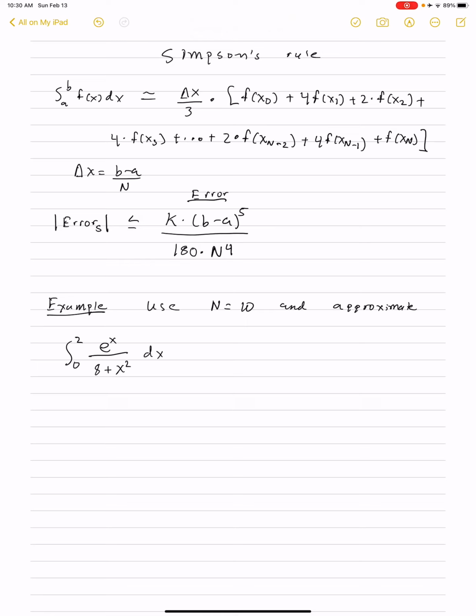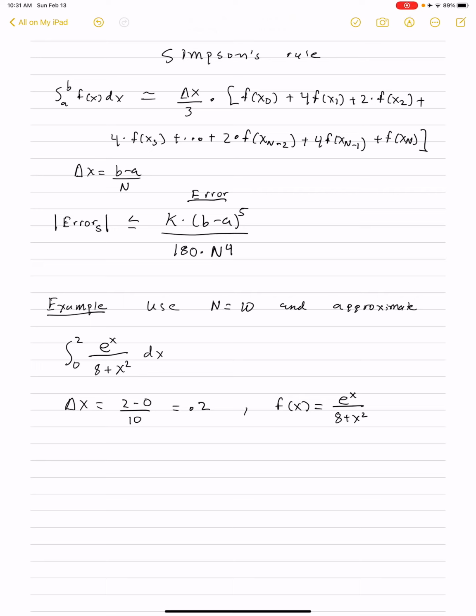Now, in this example, we're going to use n equals 10 and approximate the integral from 0 to 2 of e to the x divided by 8 plus x squared. So let's just write out delta x. That's going to be b minus a divided by n. So that's going to be 0.2. Another piece of information that's useful is to remember f of x is what's inside the integral, which is e to the x divided by 8 plus x squared.